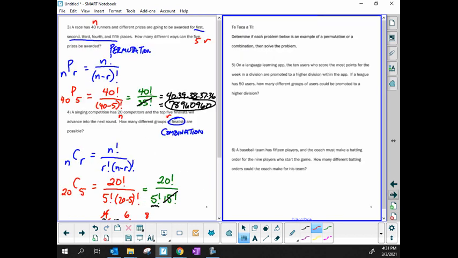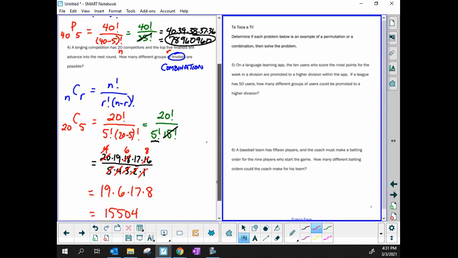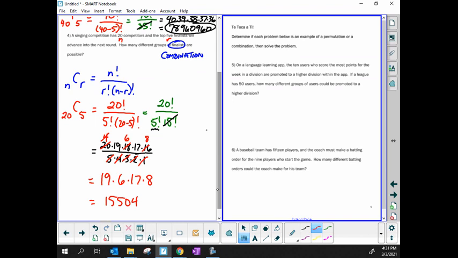All right, we've done some together. You try some on your own. Okay, we got 2 problems to try on your own. This would be a good point. Pause the video, try these 2 problems, then hit play to make sure you're getting them right. So te toca a ti. Determine if each problem below is an example of a permutation or a combination, then solve the problem.